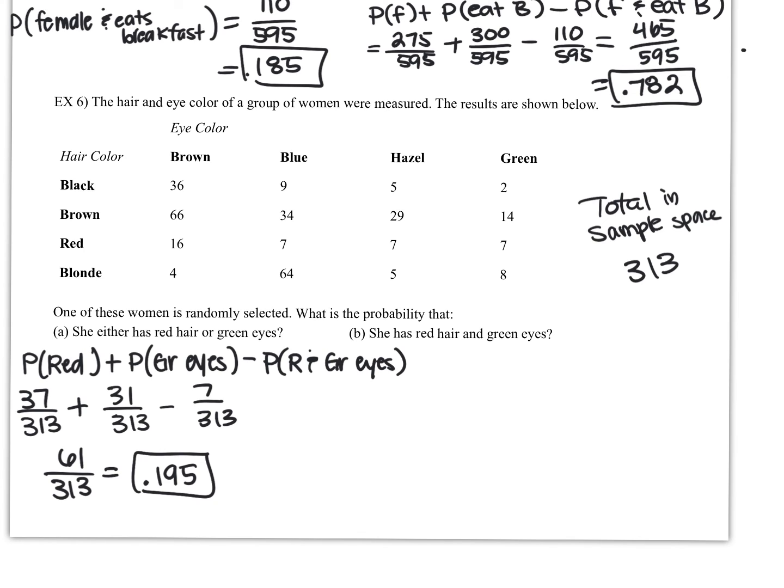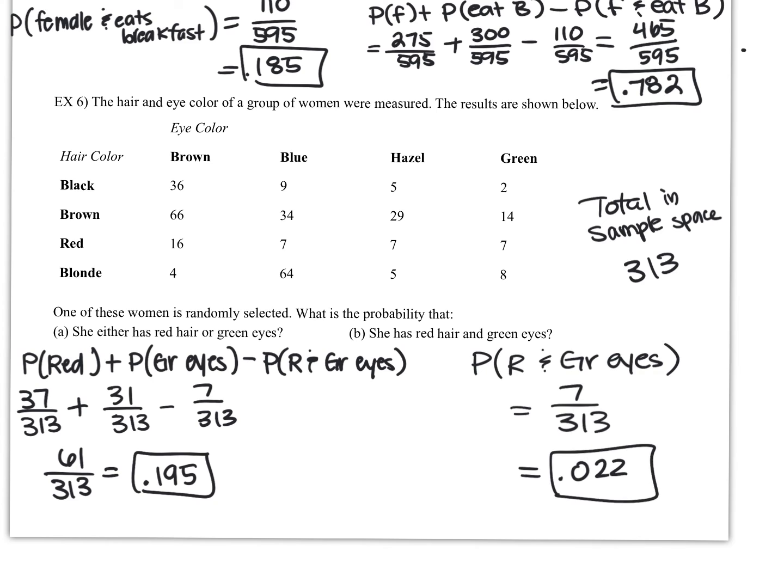Okay. Next, we want probability she has red hair and green eyes. Well, we had to find that to do our last problem. So that was our 7 out of 313, which is 0.022. So about a 2% chance, not a very high probability.